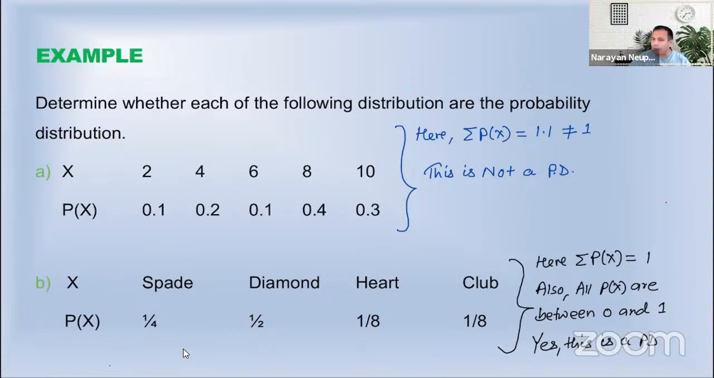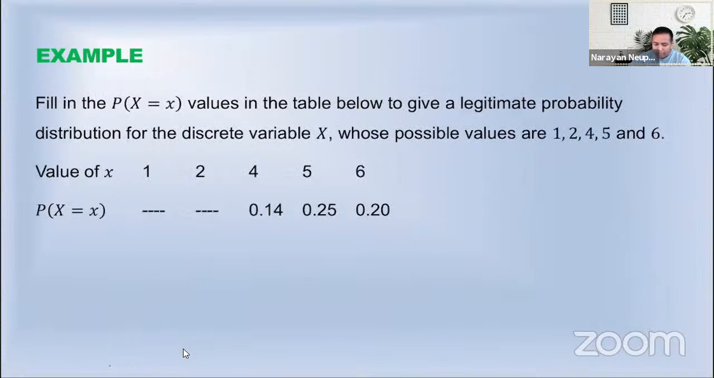Still looking at the basic definition of probability distribution. Fill in P of X equal to X, that is the probability of X given here. A probability distribution table is given here, but there are two missing values. You have to fill in that table to give a legitimate probability distribution for the discrete variable X, whose values are 1, 2, 3, 4, 5, 6. For this to be a probability distribution, the sum of all probabilities must be 1. But all values are not given.